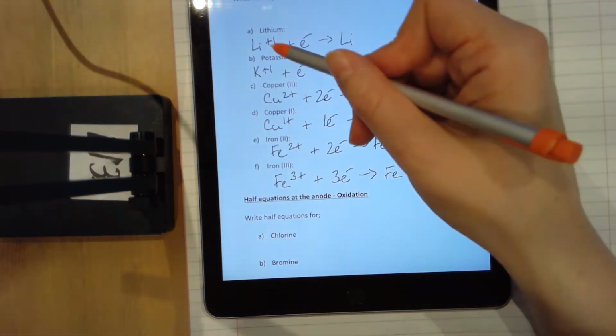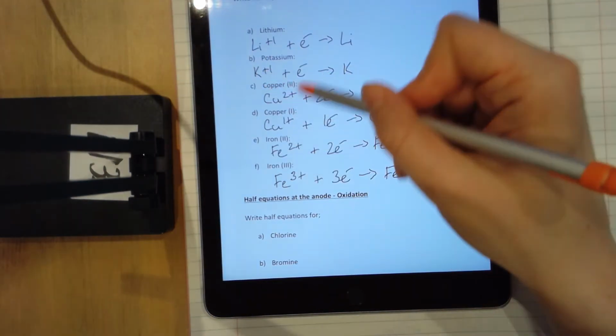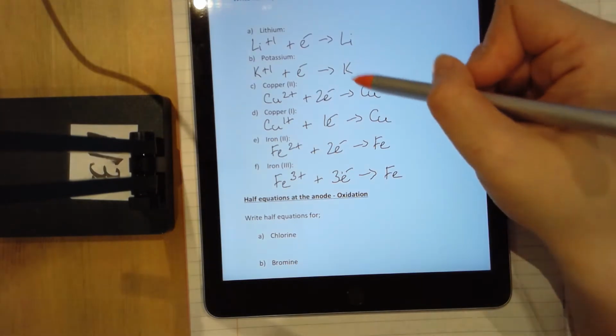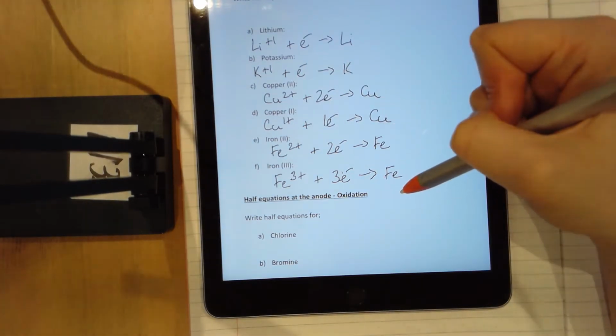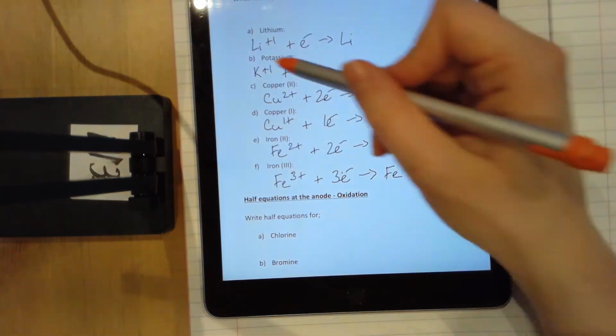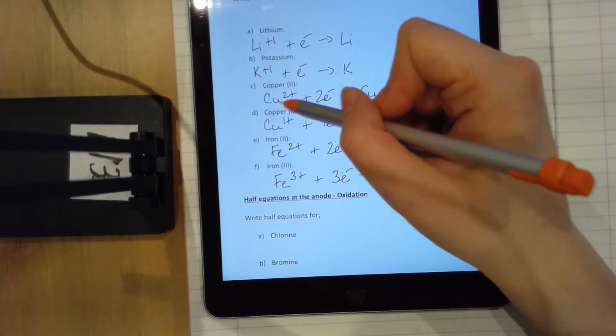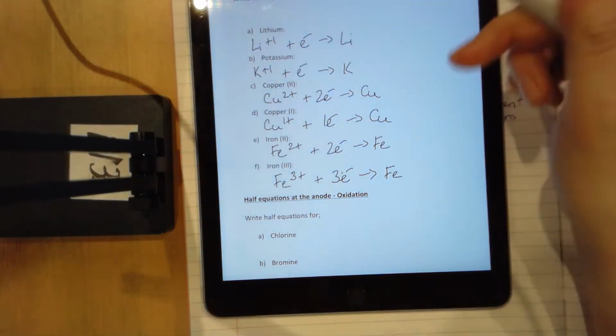Okay. Again, on the left, you've always got an ion. You're giving it the number of electrons back that it lost. That gives you a neutral atom on the right-hand side, okay? These signs should match. It's positive, so you're giving it electrons. Those signs are the same the whole way down.